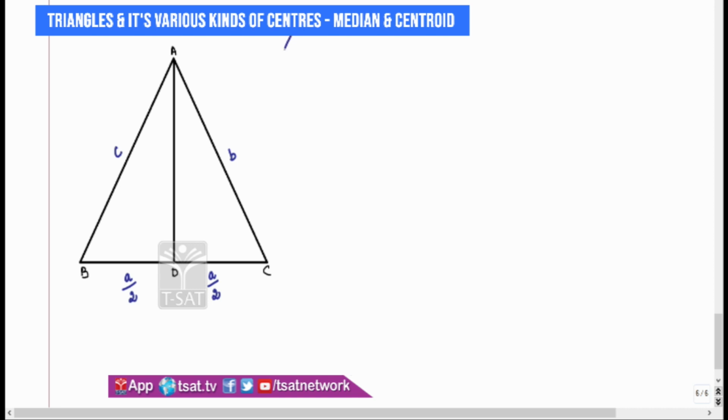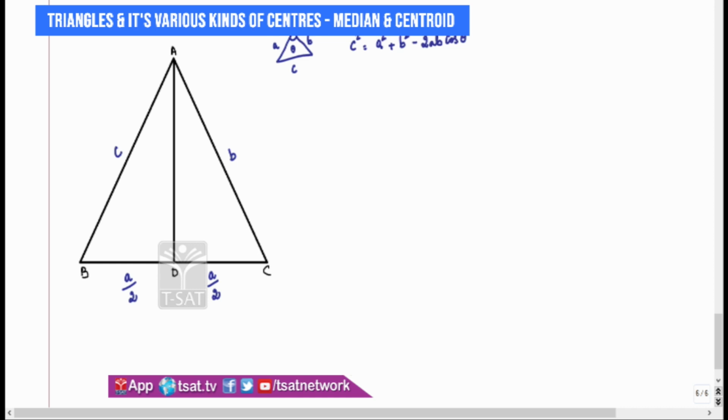The cosine rule will apply in a triangle. In a triangle ABC, if the angle is theta, the cosine rule is c square is equal to a square plus b square minus 2ab cos theta. This is the cosine rule in a triangle.